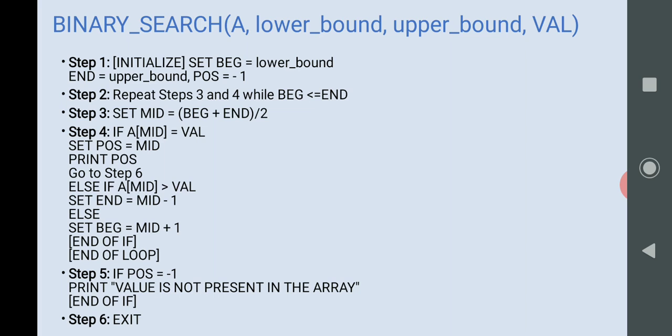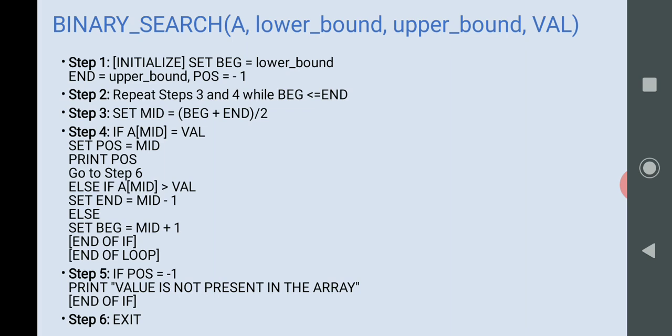Else, I compare my middle with the value. If the middle is bigger, since it is a sorted list in increasing order, my value will be on the left, so I will change my end to mid -1. Else, if my middle is smaller than the value, I will change my beginning to mid + 1. And if I don't get my value, that is, if my position at the end is -1, I will print that the value is not present in the array.